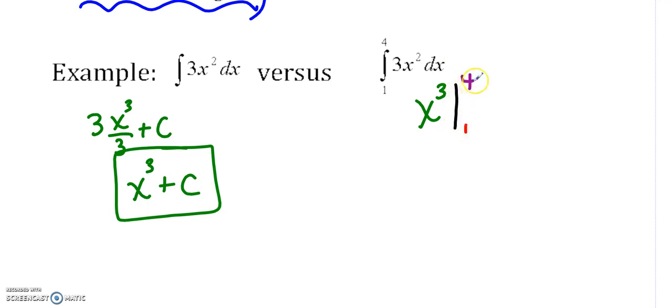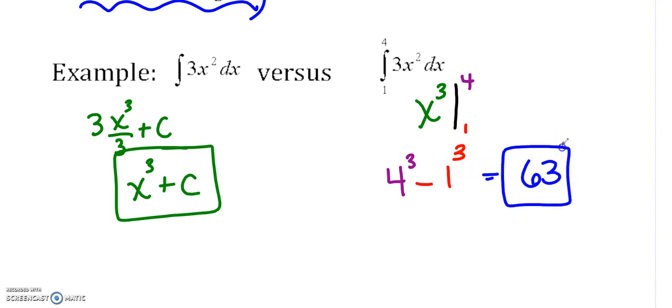So what that means is I need to find the big purple area, 4 cubed, minus the small red area, 1 cubed. Well, 4 cubed is 64. 1 cubed is 1, which gives us a total area of 63. This area underneath the curve is exactly equal to 63 without having to do that limit summation. Okay, so again, we take the antiderivative, we evaluate low bound, high bound. Take the big area minus the little area.